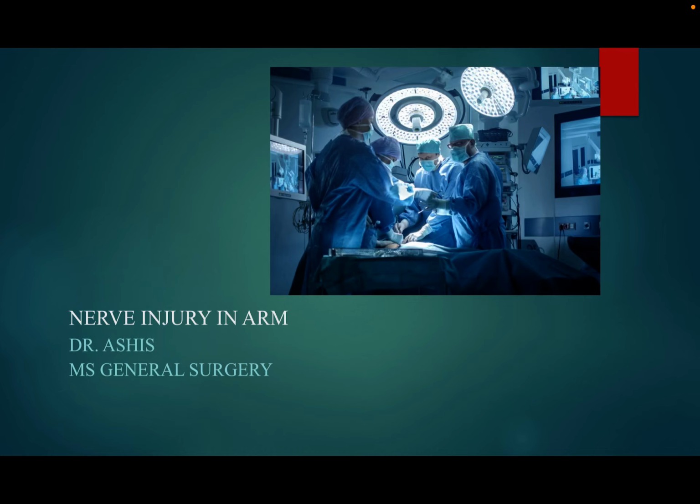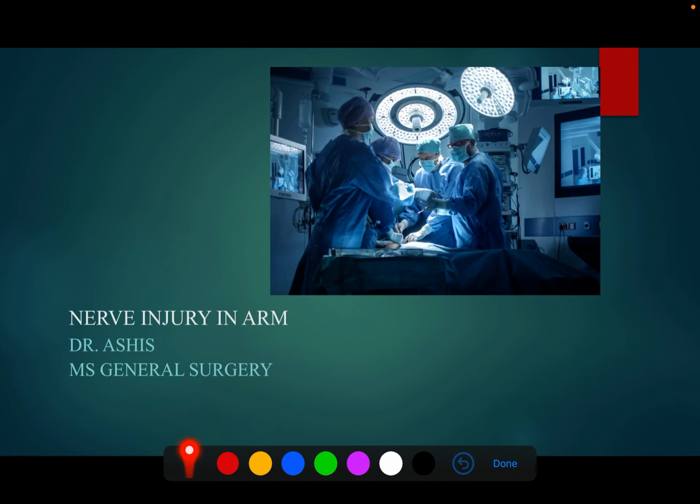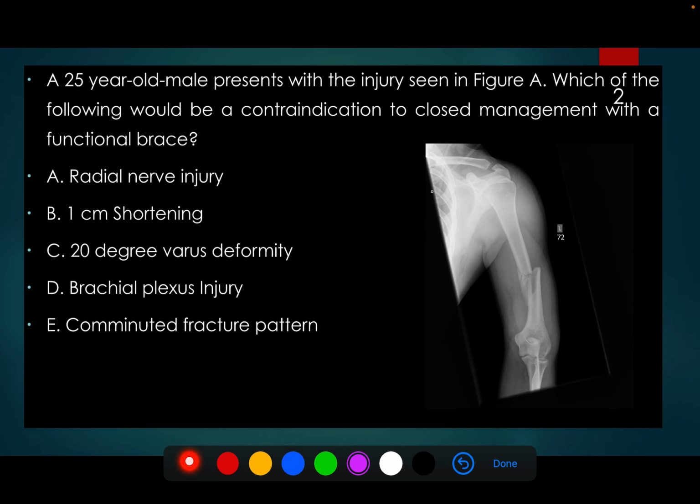Dear students, today we are going to see about the nerve injuries in the arm. That means when we have a humerus fracture, the different parts of the humerus fracture cause injury to different nerves and different vessels. So this is a very important topic for your FMG exam or your PG entrance exam. So that's what we are going to see today.